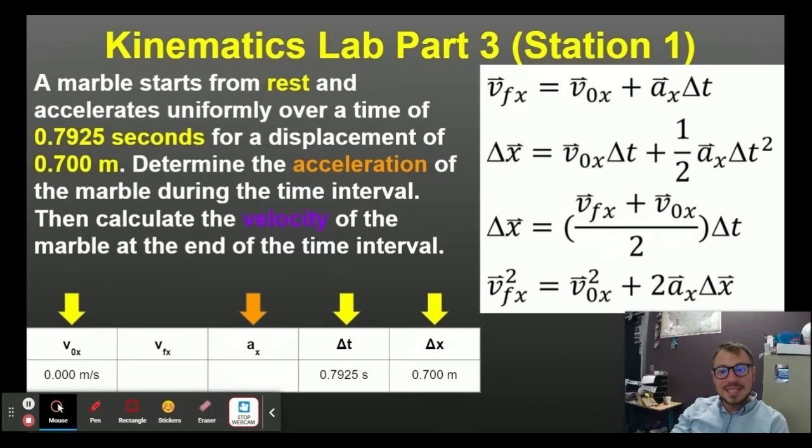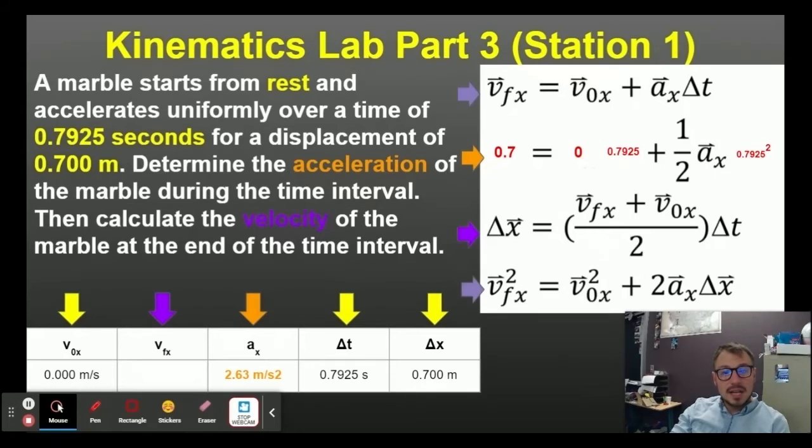Then I'm looking for the equation that has these 4 variables, and it's going to be the second one. So I can plug everything that I know into that equation, and then I can solve for the acceleration. So I get 2.63 meters per second squared. Notice my answer has three significant figures because it is limited by my least accurate measurement, which happens to be that delta x, because that delta x has three significant figures. So my answer has to have three significant figures as well.